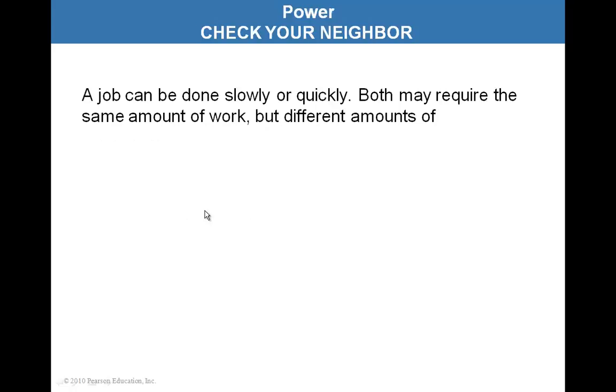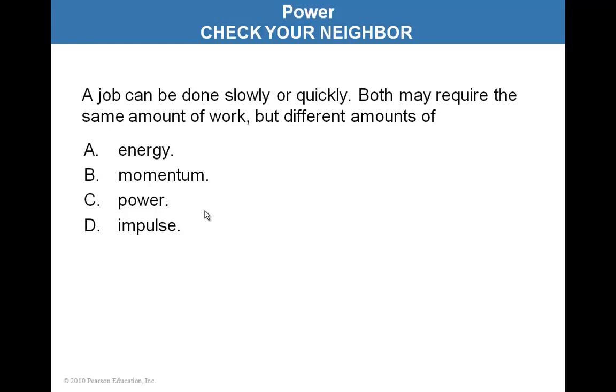So a job can be done slowly or quickly. Both may require the same amount of work. So for instance, if you lift a mass a certain distance, doesn't matter how long it takes to do, that would be the same amount of work. But if you do it slowly or quickly, it might require different amounts of energy, momentum, power, or impulse.